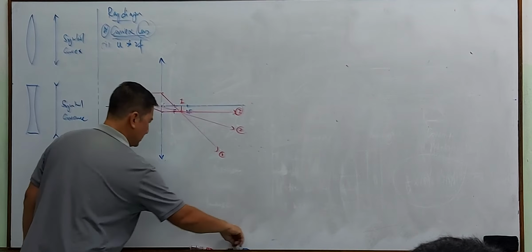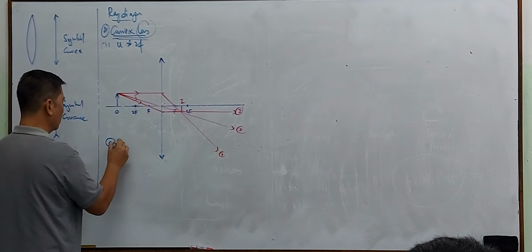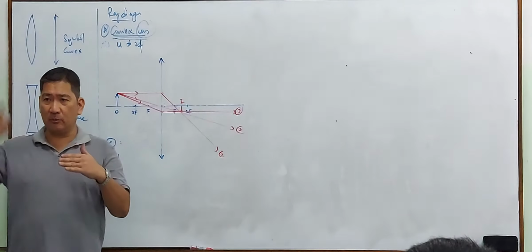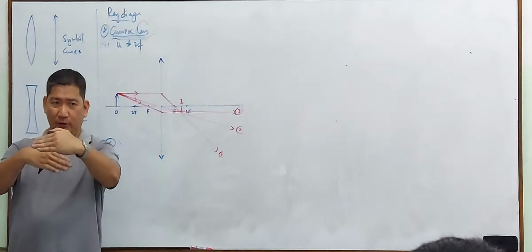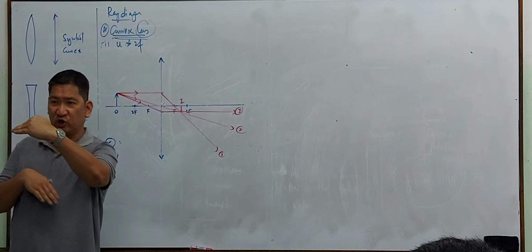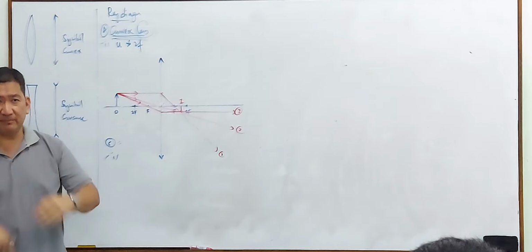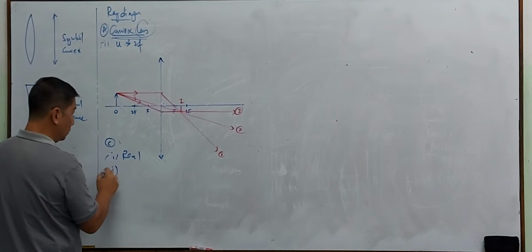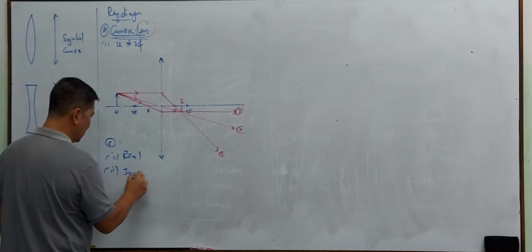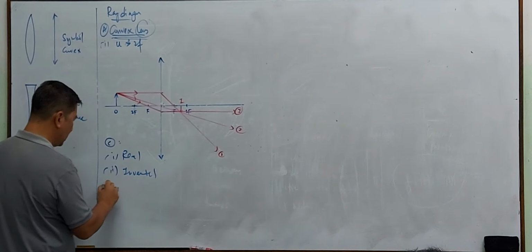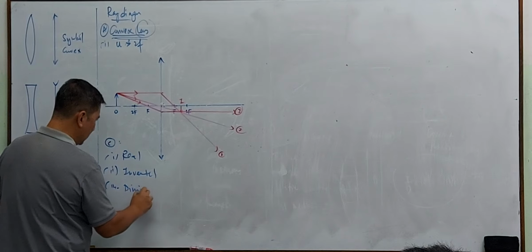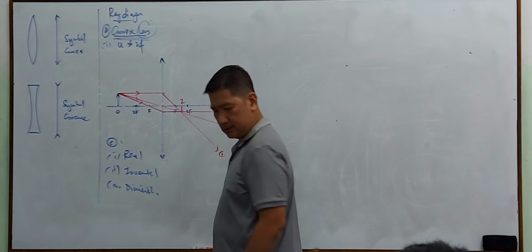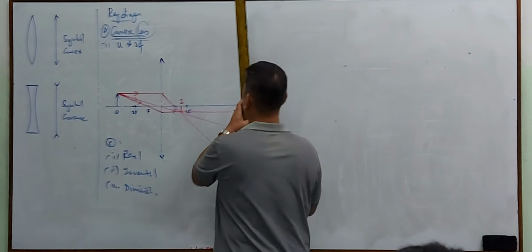So look at the characteristic of the image. Number one, this is real. Same like when you use a lens tomorrow if the sunshine is strong, put a lens and put your hand behind and find the strongest spot and try to smell something on your hand. It's burning. So this is real. Number two, inverted. And number three is diminished. Now you can see that actually the sequence is the same as a mirror. Right?